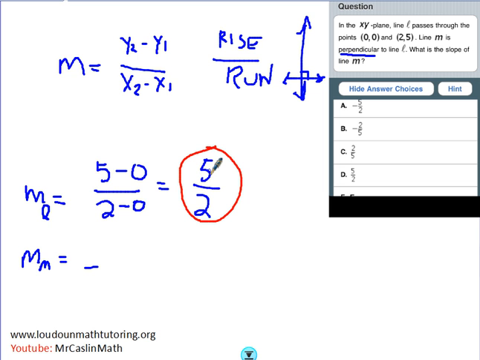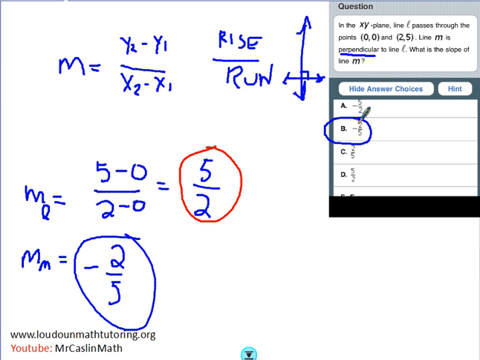Reciprocal, or what I like to call refliprical, means flip the numerator and denominator. So the slope of the other line is negative 2 over 5. The answer to this SAT question of the day was negative 2/5, and they're testing your knowledge of slopes. Remember, parallel lines have the same slope. Perpendicular lines have opposite reciprocals.